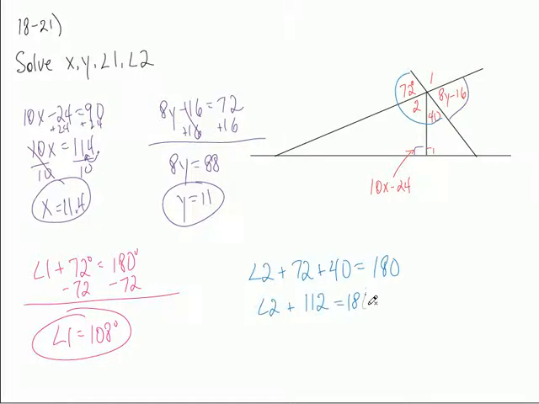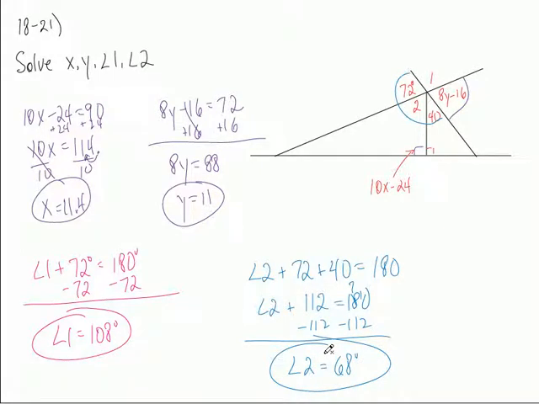112 equals 180. Subtract 112 from both sides. And angle 2 is, what's that? 68? Yep. 68. Right? That's a 7. Carry 1. Right? Okay. And there we go. We got angle 1, angle 2, x and y. Looked a little confusing at first, but now you kind of dissect it like that, take it apart a little bit. Really not all that bad, is it?